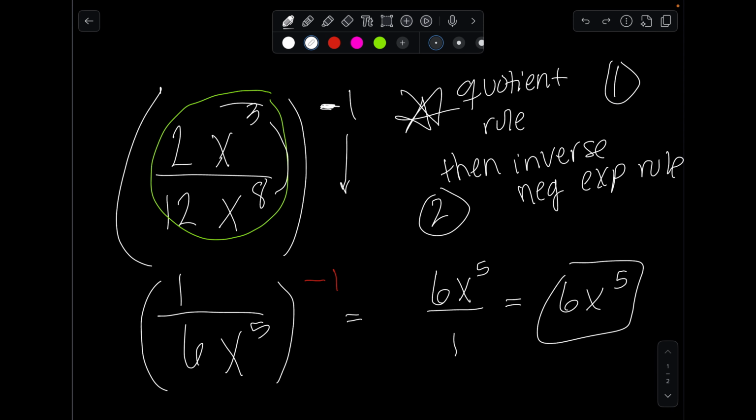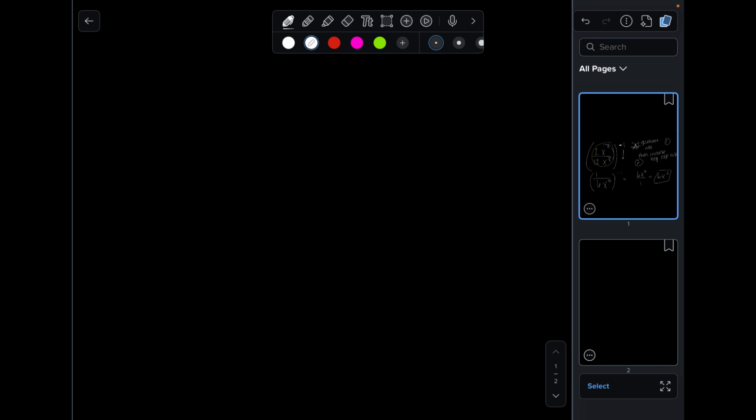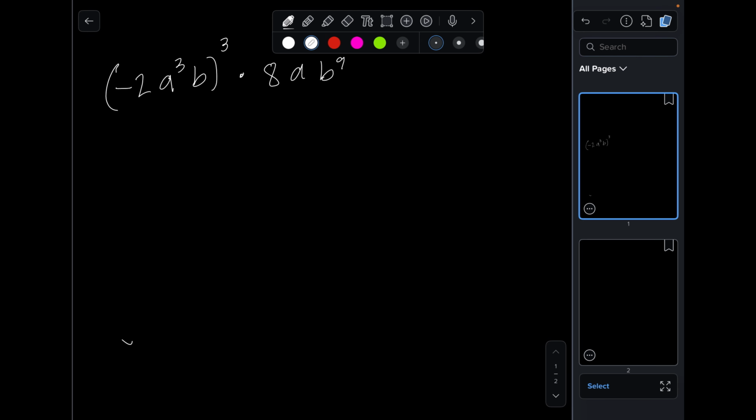Now let's go to our power rule. So for your power rule, let's just say we have negative 2a to the third power times b. We take all that and we cube it, and we multiply it by 8ab to the 9th power. I'm just making up a problem.